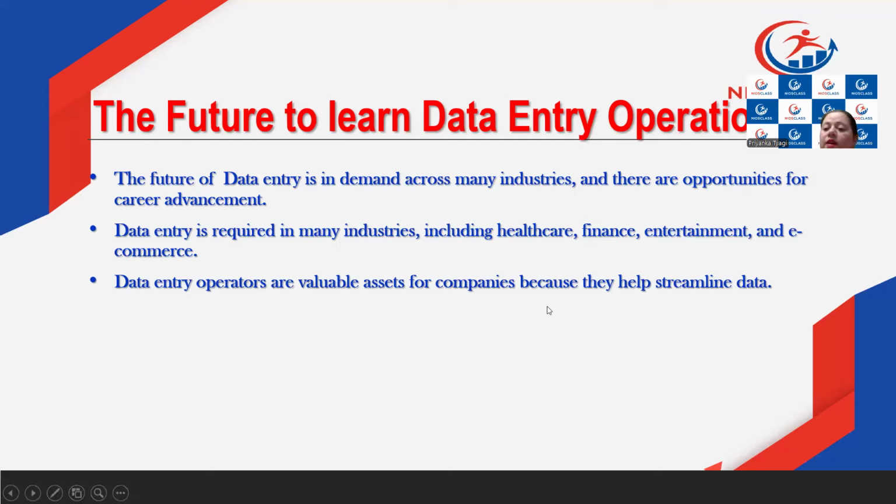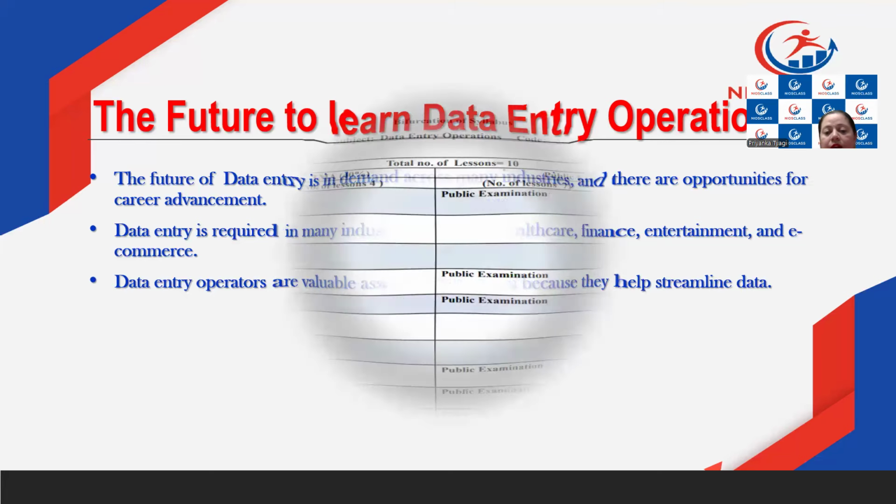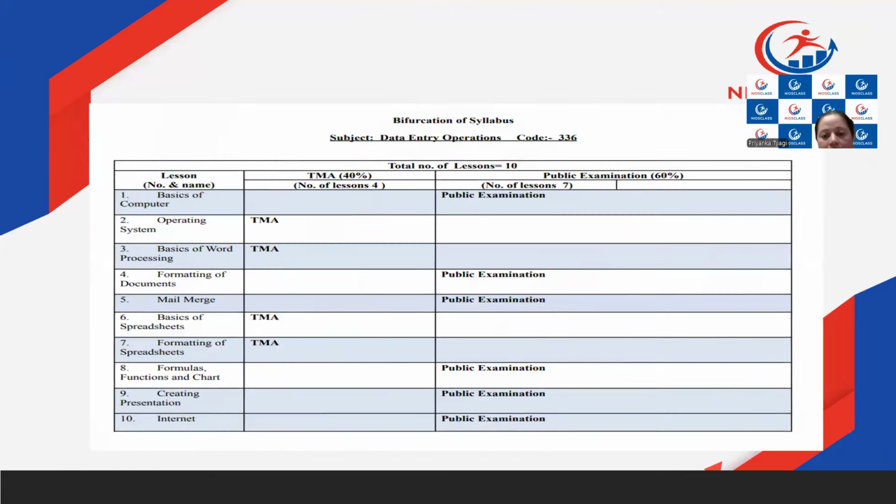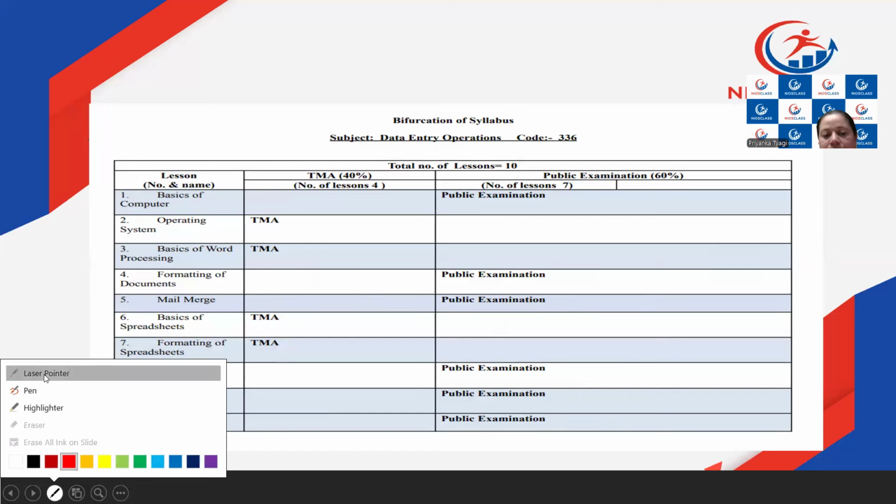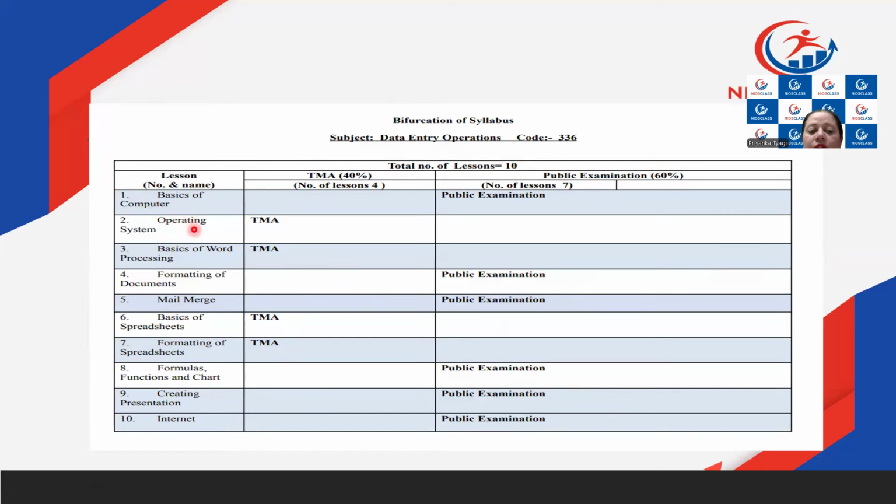And who can opt for that job? Data entry operator. Now, in the NIOS board curriculum, this is a subject at the academic level that is being taught and conducted. If I talk about the syllabus of the NIOS board, as you can see here, there are 10 chapters: basics of computer, operating system, basics of word processing, formatting, mail merge, basics of spreadsheet, formatting of spreadsheet, functions, chart, right? Out of these 10 chapters, 4 chapters are part of your TMA.